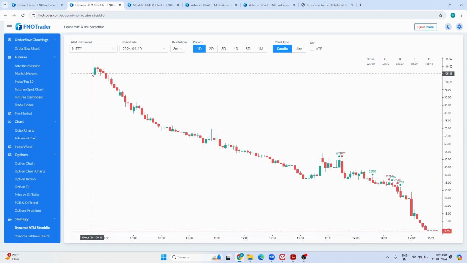You can see the strike. We are at strike 22,700. You can see the strike here, 22,700, and you got a good decay here. There is no strike change at all. You continue to hold the position.